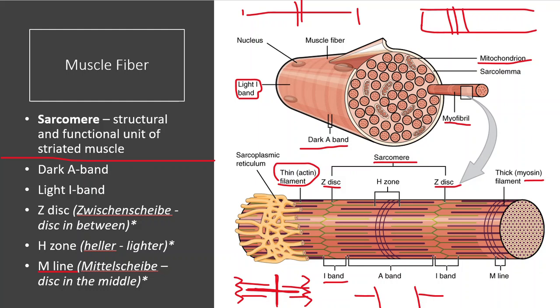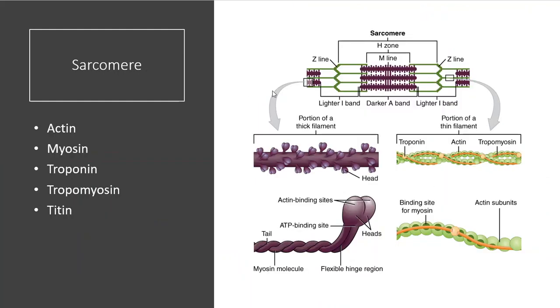Alright guys, that is the ultrastructure anatomy of the muscle. Here's another view of it. Same thing, Z-disc. You see the thin filaments, you see the thick filaments, the M-line, the H zone.